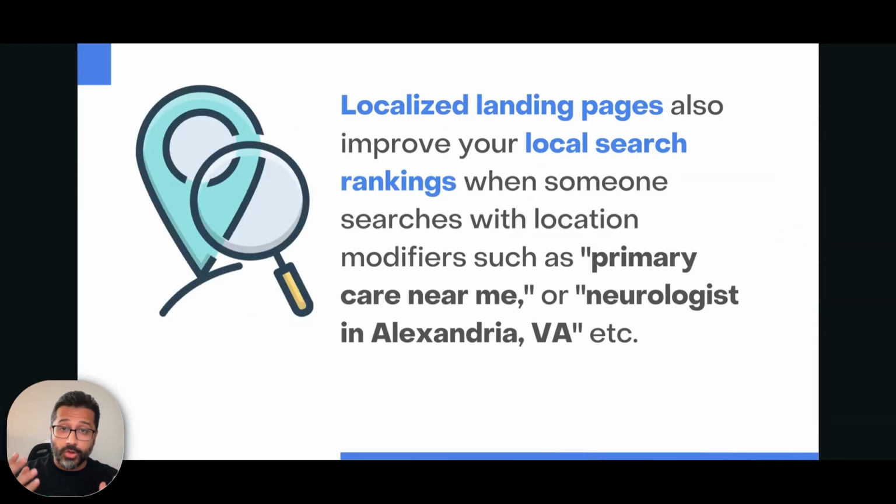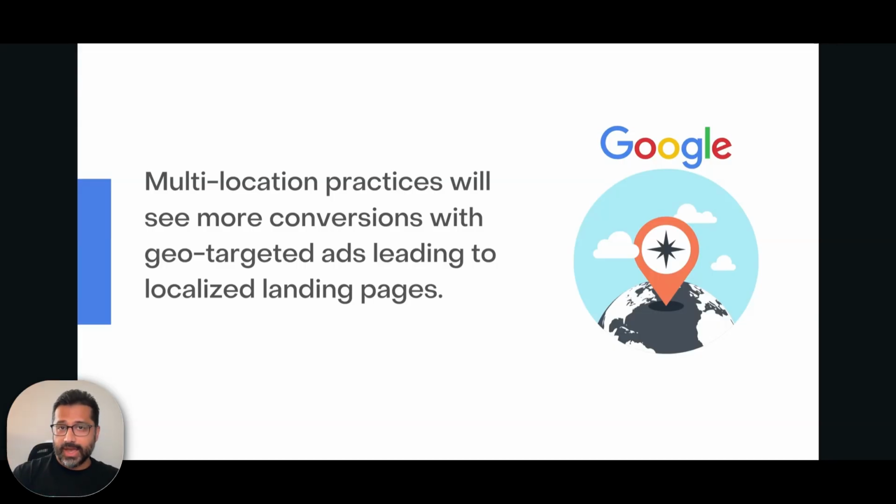So you need to build localized landing pages for conversion-focused engagement, and also to improve your local SEO when someone searches with location modifiers like primary care near me or neurologist in Alexandria, Virginia, and so on. And if you're a multi-location practice running ads, you'll boost your conversion rates if your ads lead to localized landing pages that give details about a particular location as compared to a general page, like, for example, your main homepage that's just about your practice as a whole, right? So multi-location practices should absolutely have localized landing pages for each of their locations.